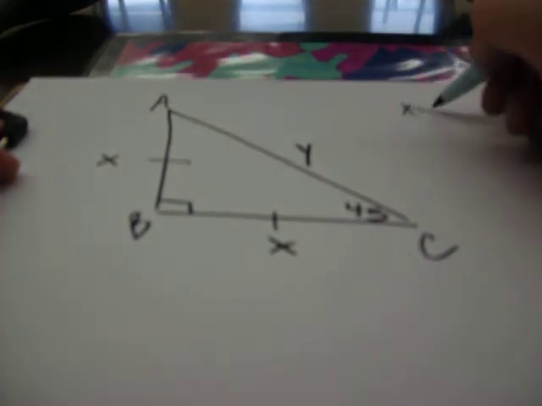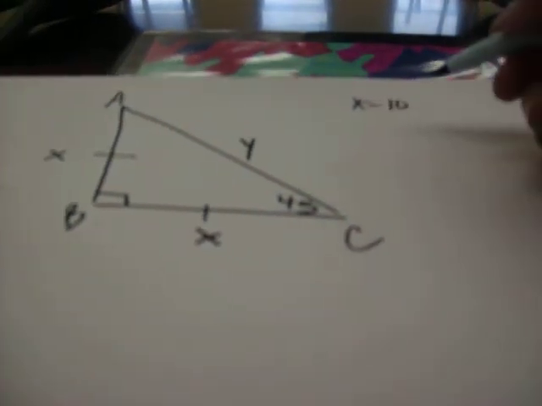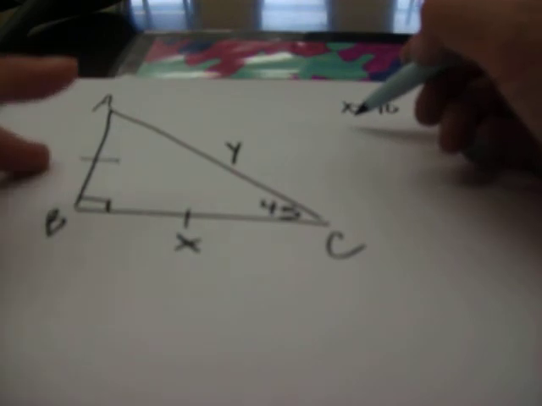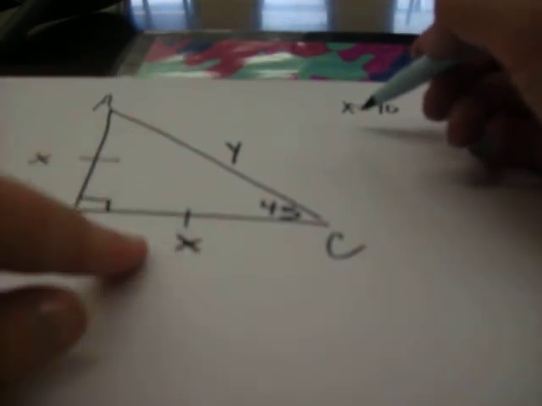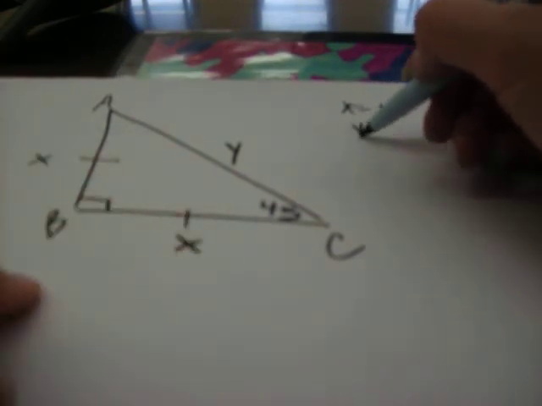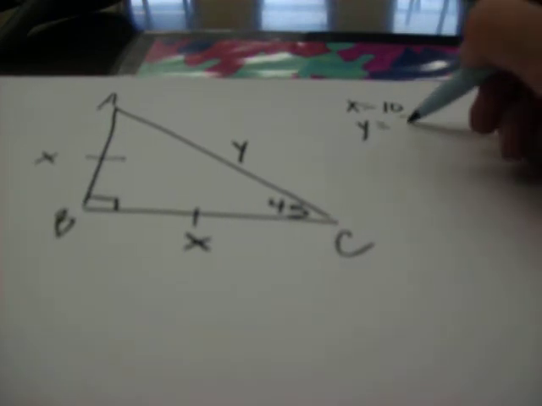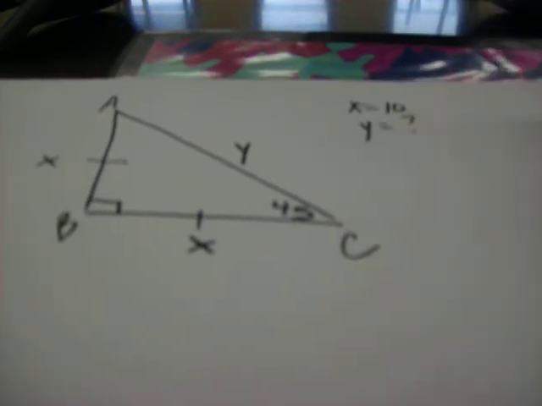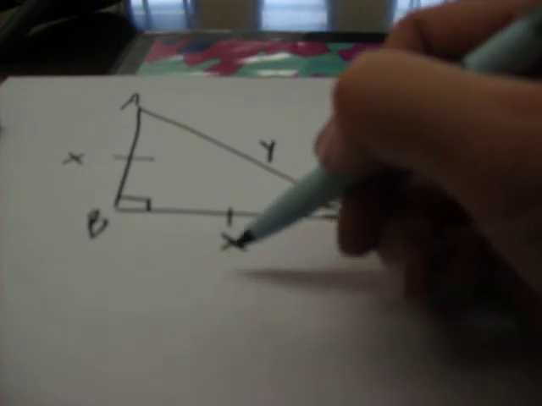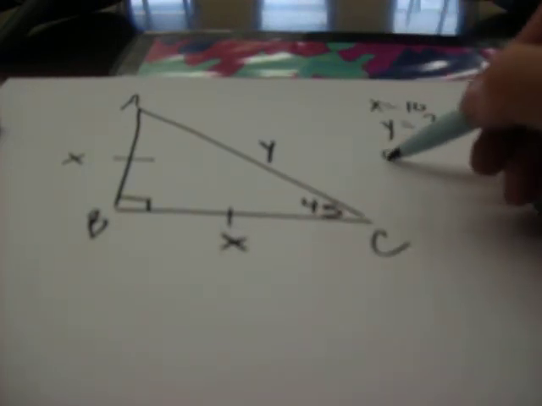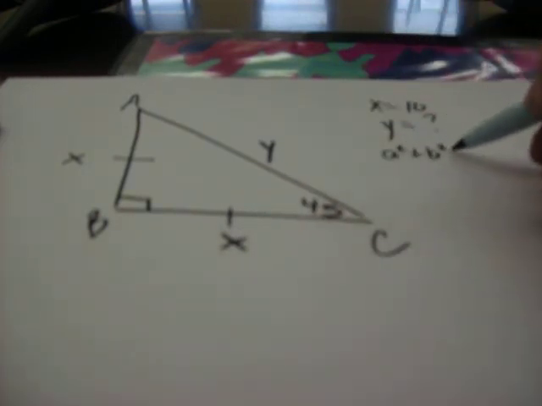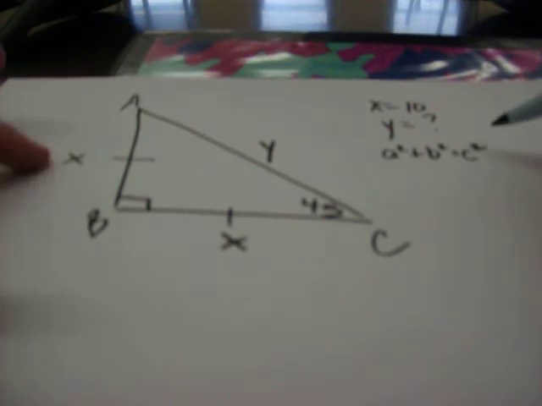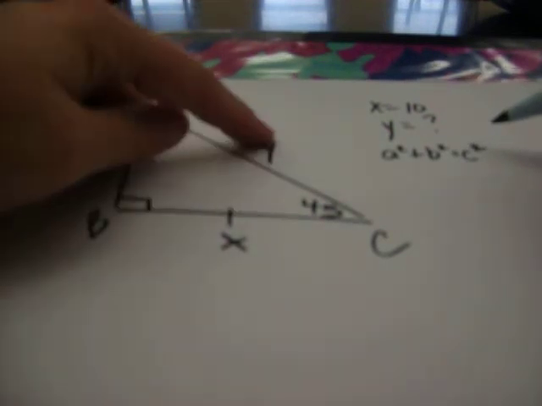So that means if X is 10, right, that these two sides, AB and BC, are the same. And Y is going to equal what? That's the question. So let's derive what Y would be. So let's use Pythagorean theorem because we know this. We know that A squared plus B squared equals C squared.